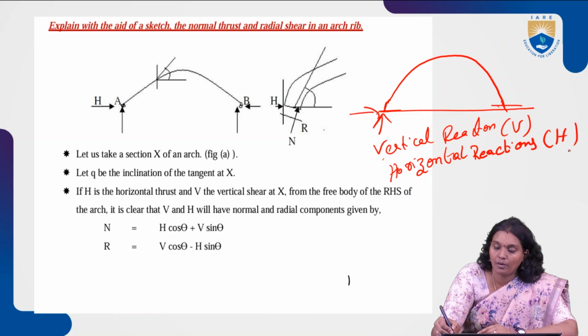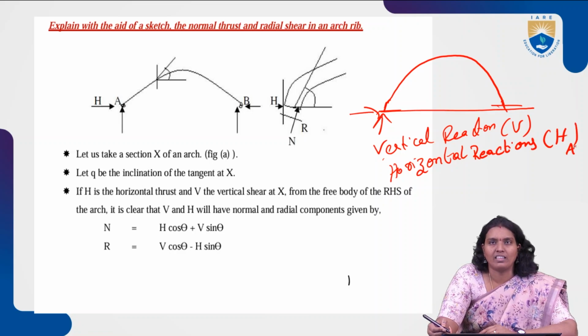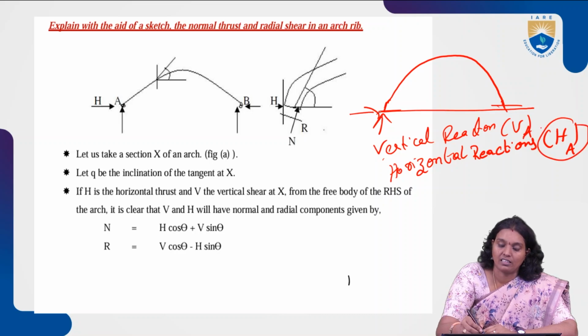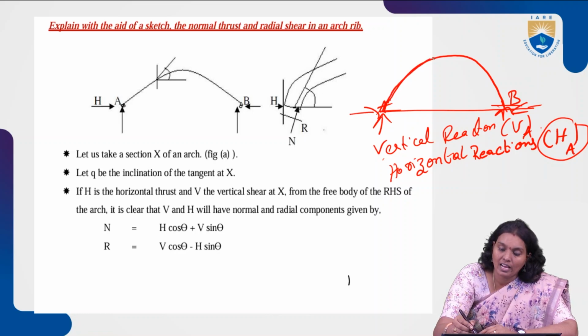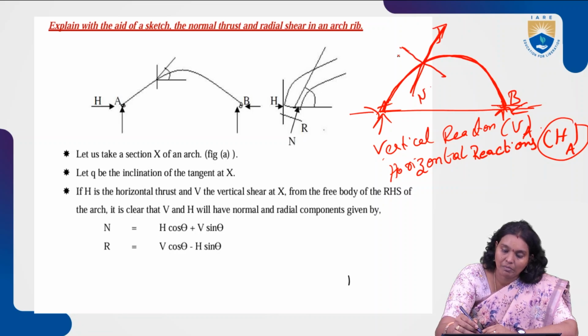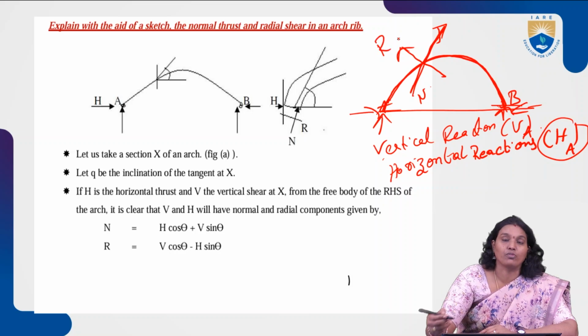H at that particular point, whether it is at A or at B, depends upon where that particular point we are considering. So we have to understand those. Whenever the parabolic arch is there, the direction normal to the parameter, normal to that, is nothing but the normal thrust.